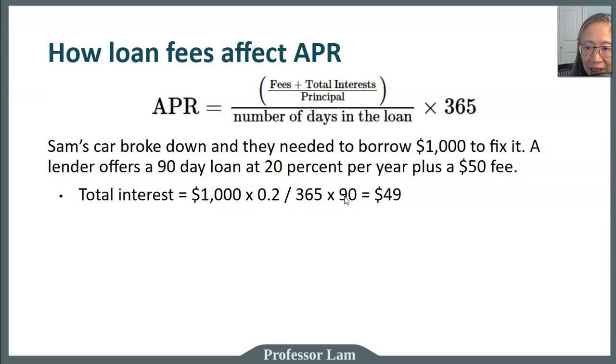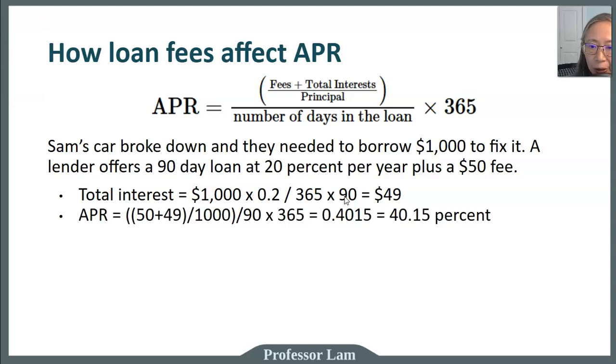There are 90 days in the loan, so the 20% is per year. So we divide that by 365 days, which gives you the interest per day, and then times 90 days. So the interest is $49. But there is a $50 fee.